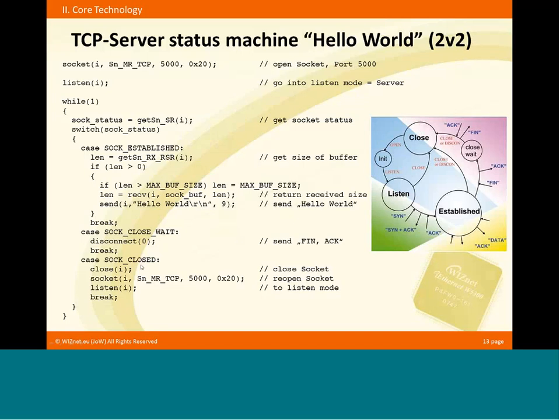If the socket is closed, we make it listen again. We make it socket listen. And then this loop can run again and again and again. And this is made for all the 8 sockets, if you like. So that I here goes from 0 to 7 is the 8 sockets.